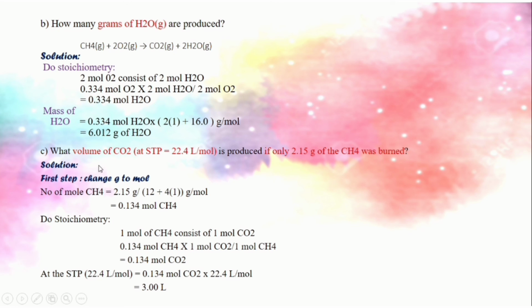Because the question wants the volume of carbon dioxide at STP, we multiply it with 22.4 liter per mole. So the answer for C is 3.00 liter.